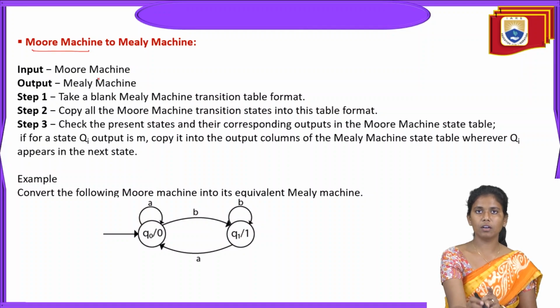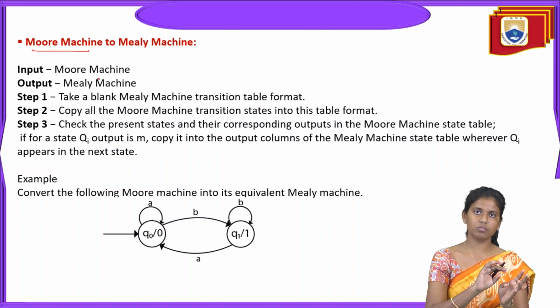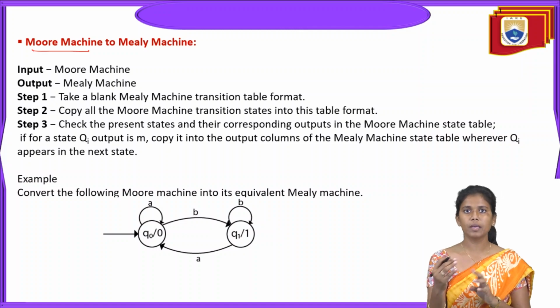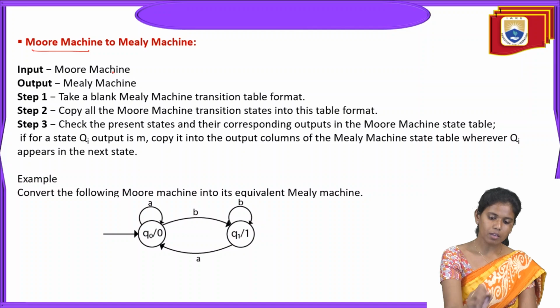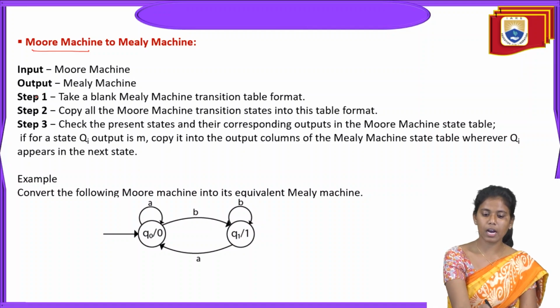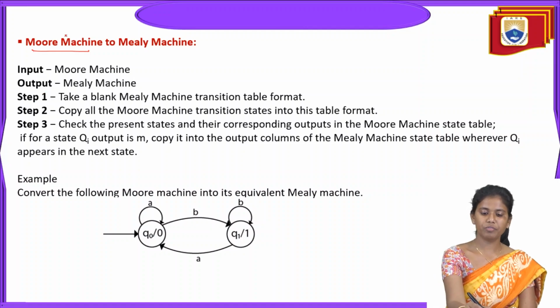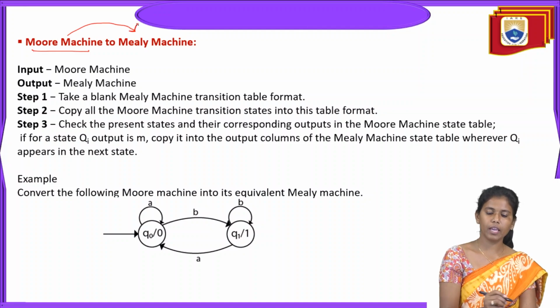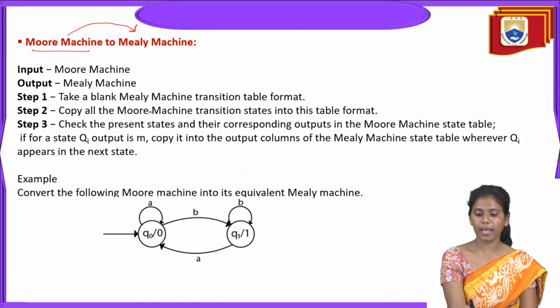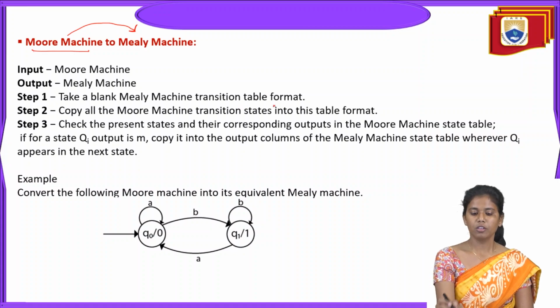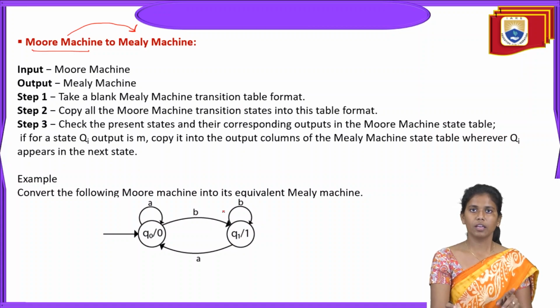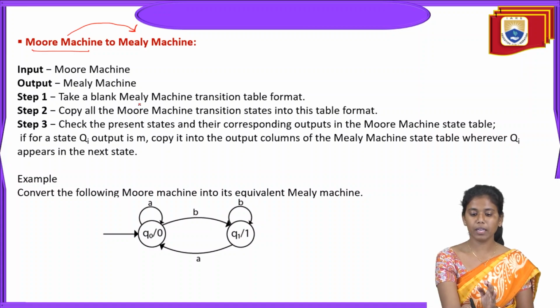The transition is taking place from Moore to Mealy. So in this case, the input must be a Moore machine, and the output must be a Mealy machine. So from Moore to Mealy. Okay, so my step 1 is take a blank Mealy machine transition table format. First and foremost, you just consider a Mealy machine.